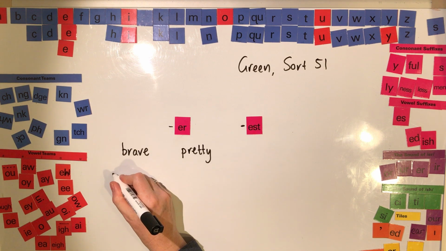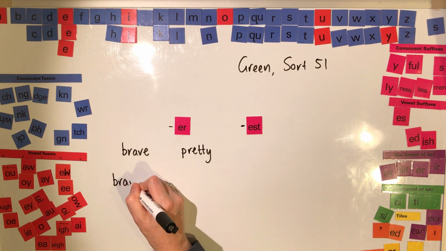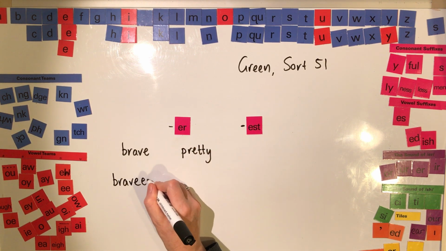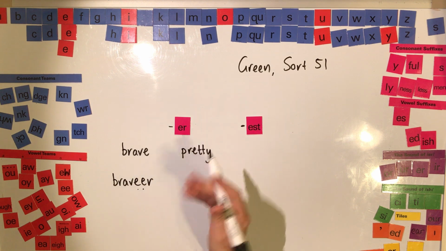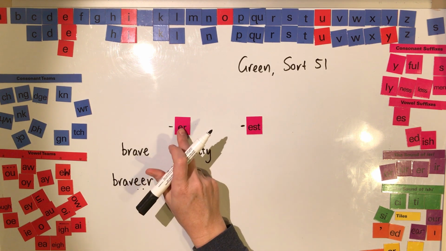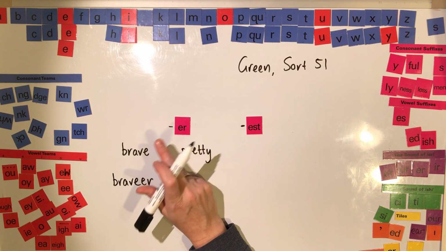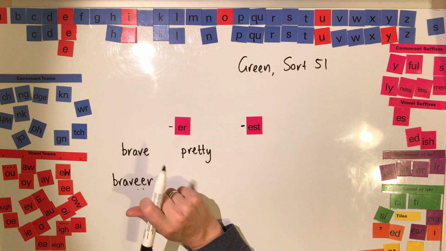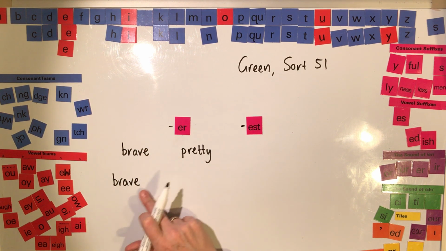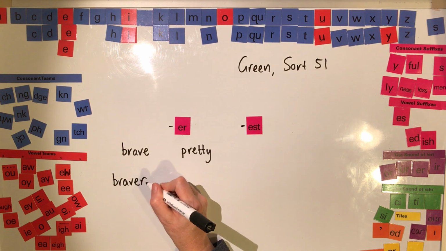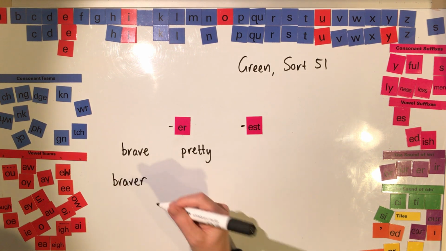Now, if we just take our base word brave and then add er, what's the problem? We've got this weird double e thing, braveer. Obviously not what we want to write. So when you add a vowel ending to a word that ends in e, you actually drop the e. That's kind of easy. I think even if you'd forgotten to drop the e, as you write it out, you think, yeah, that doesn't look quite right.